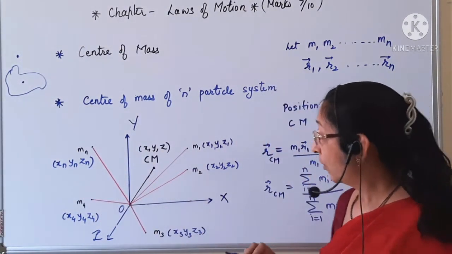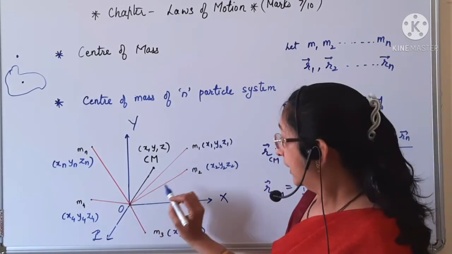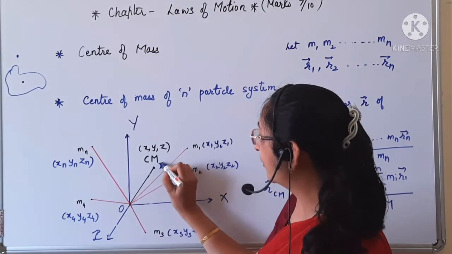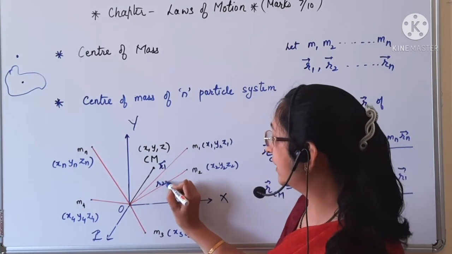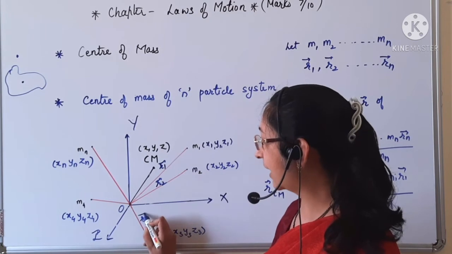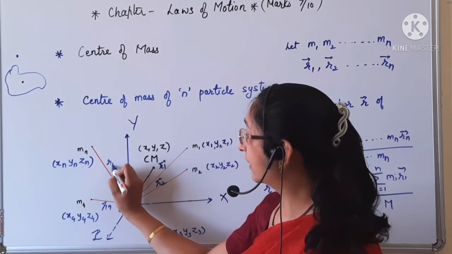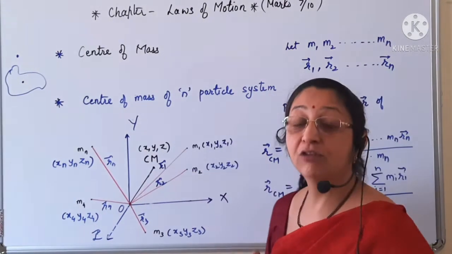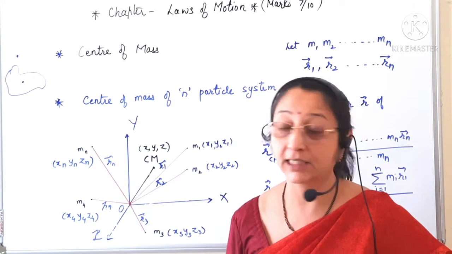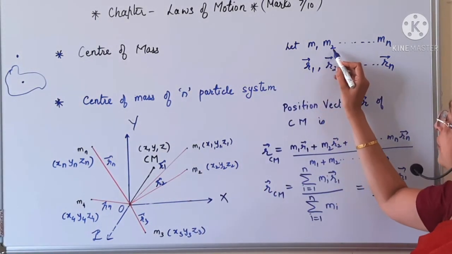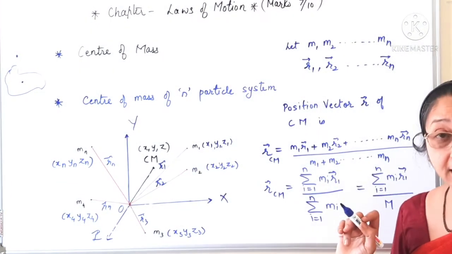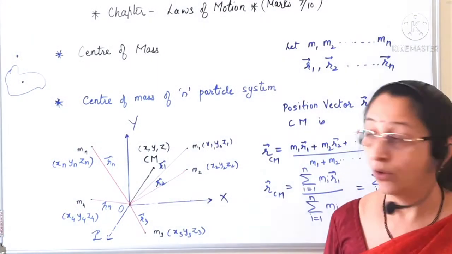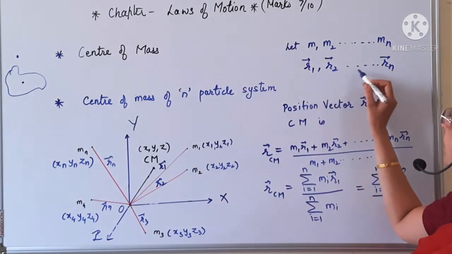Now here, this is the mass m1. The position vector of mass m1 is r1. The position vector of mass m2 is r2. The position vector of mass m3 is r3, r4, and so on up to rn. So these are all the position vectors of all the particles inside the system of n particles. Here m1 up to mn are the particles in the system, and r1, r2 up to rn are the position vectors from the origin O.